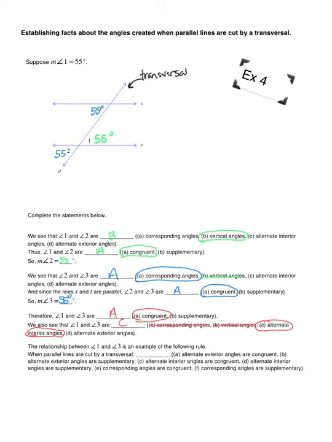Now you're going to figure out the relationship, and you have to read this carefully. A, alternate exterior angles are congruent. Well, when we're talking about the relationship between angle 1 and 3, they are not exterior angles, so that does not apply. B, alternate exterior angles are supplementary. 1 and 3 are not alternate exterior angles. It does not apply. C, alternate interior angles are congruent. That's what they are, and they are congruent, so that's the example.